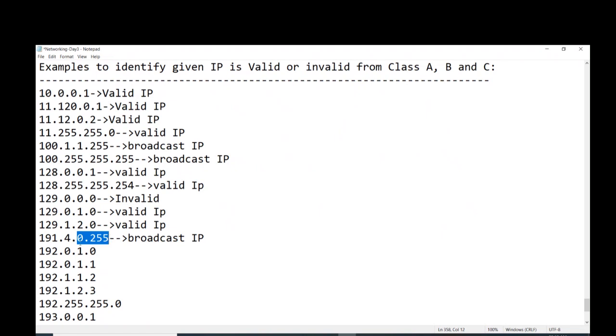Are all the host bits in the host ID equal to 1? No, sir. Then it's a valid IP. Yes, sir. Valid IP, sir. So what about this one?